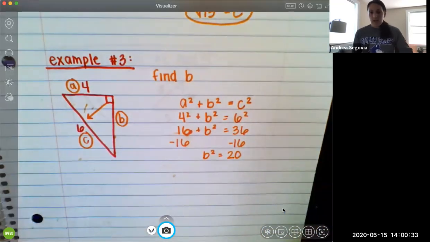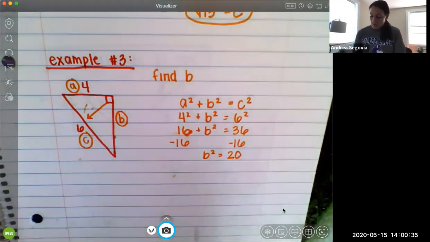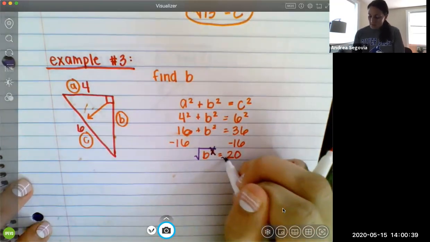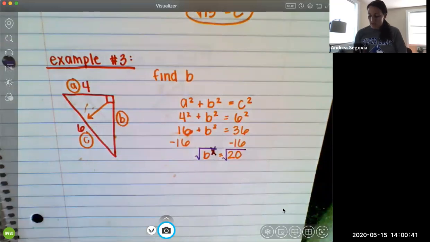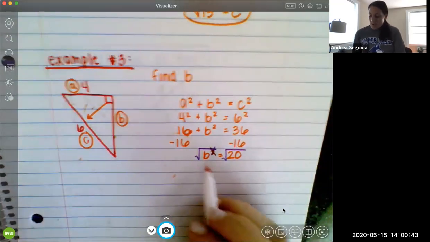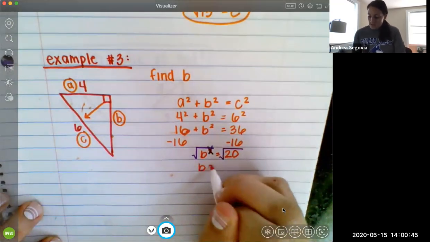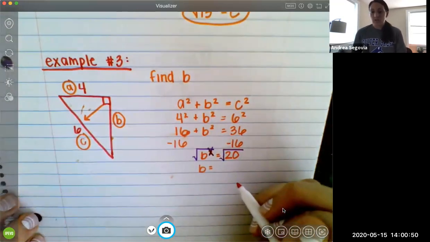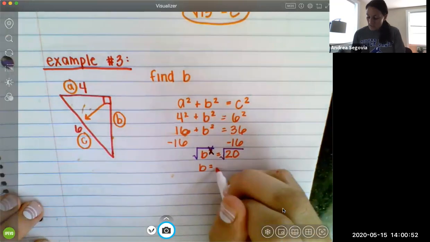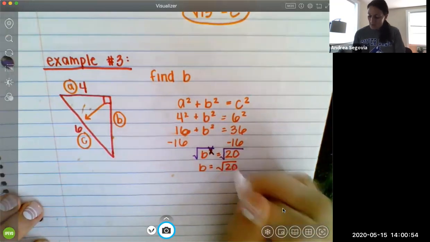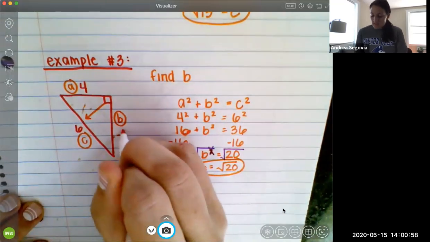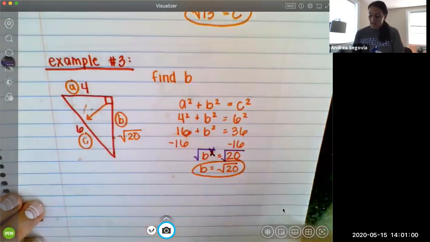Perfect. Now I'm trying to solve for B, so I'm going to square root to get rid of that exponent. Whatever I do on one side, I have to do on the other. I'm left with just B on this side, square root of 20. Can you do the square root of 20? You can't do the square root of 20. So we just leave our answer as the square root of 20. And we just found our missing side. The length of side B is the square root of 20.